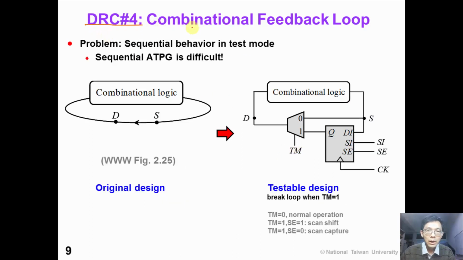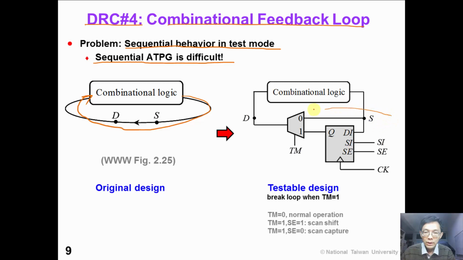DRC number 4, combinational feedback loop. Normally, we don't have combinational feedback loop in our combinational circuit. But if in the original design we have this combinational loop, this would create sequential behavior in test mode, and we cannot control the value of this circuit. And we know that sequential ATPG is very difficult. So if we want to avoid sequential ATPG, we need to repair this combinational loop.